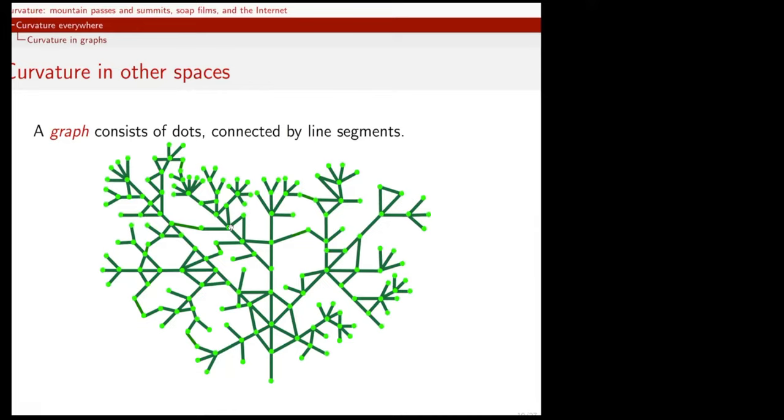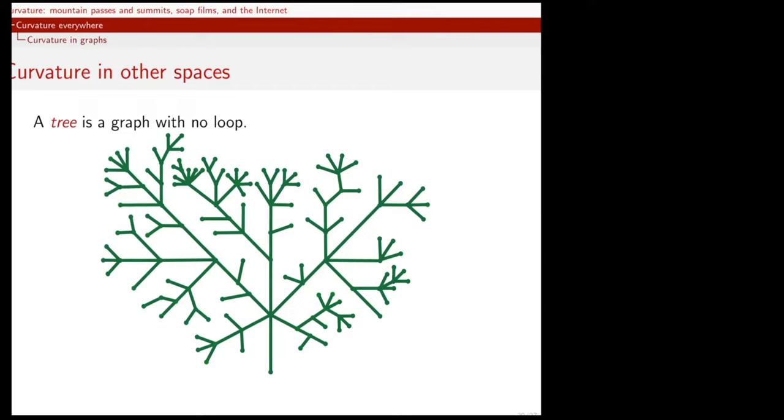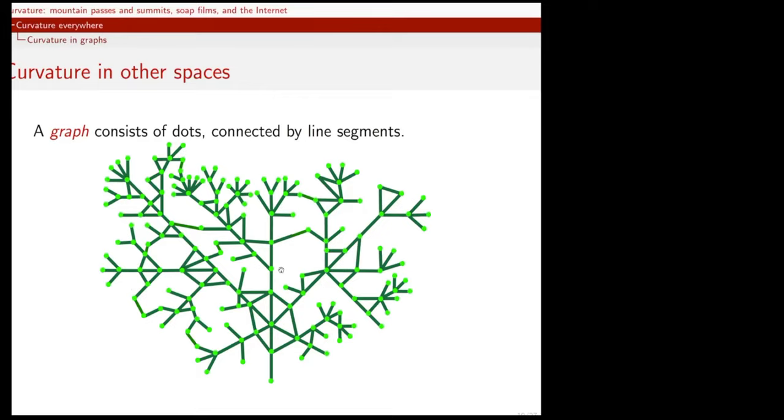However, we can still talk about curvature here. For instance, a special kind of graph is a tree. What you see in my example here is a graph with a lot of loops, namely closed curves where I start here and I can go back to where I started without ever backtracking. So that would be a loop.